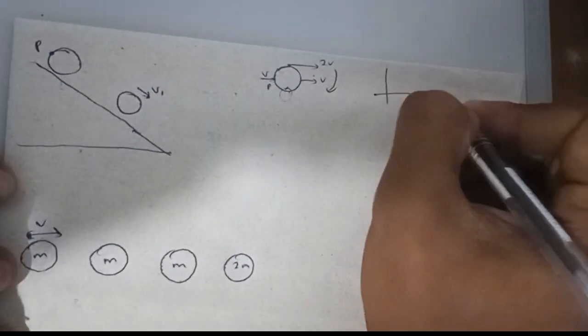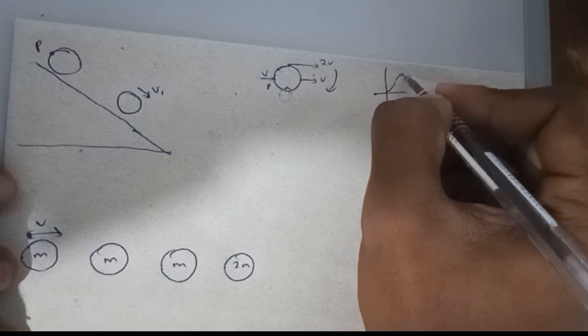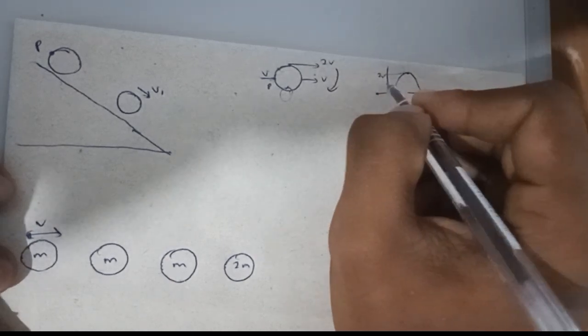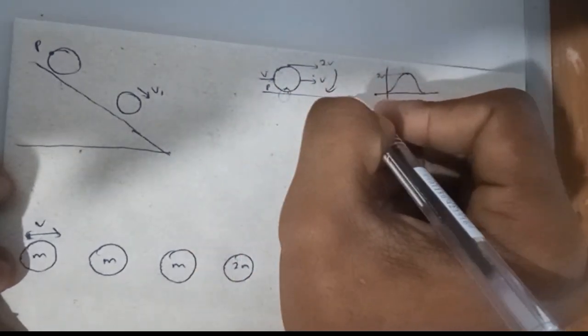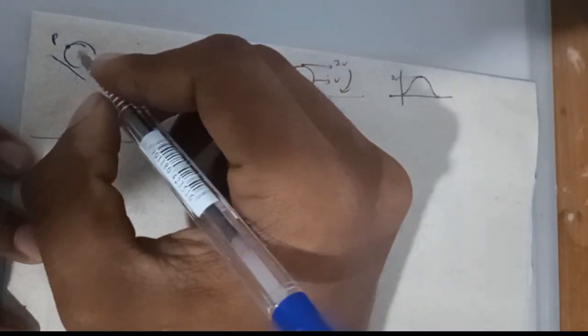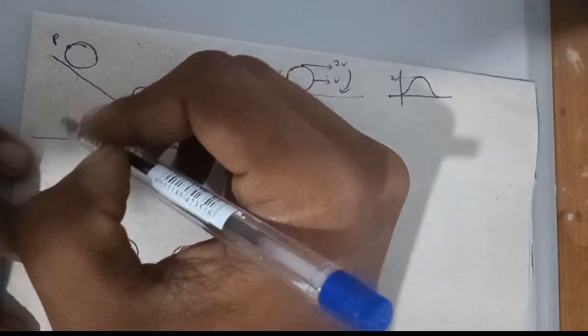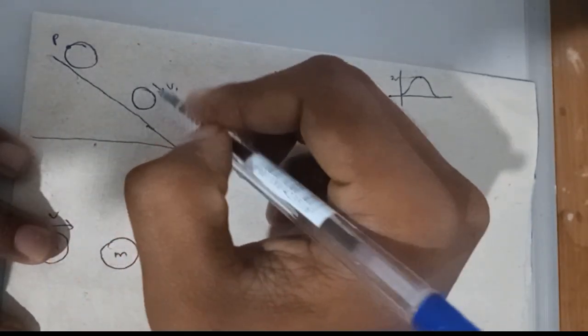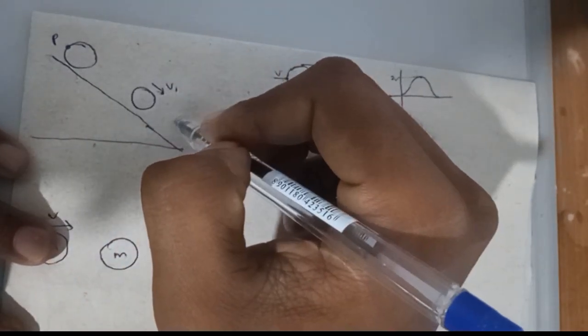So if I just plot the graph, it's going to be a slope like this, with a maximum of 2V. Now this is when it is traveling in a straight path. When this travels along an inclined path, you should understand the loss in potential energy is converted to its kinetic energy. So gradually the velocity of this particle starts to increase.